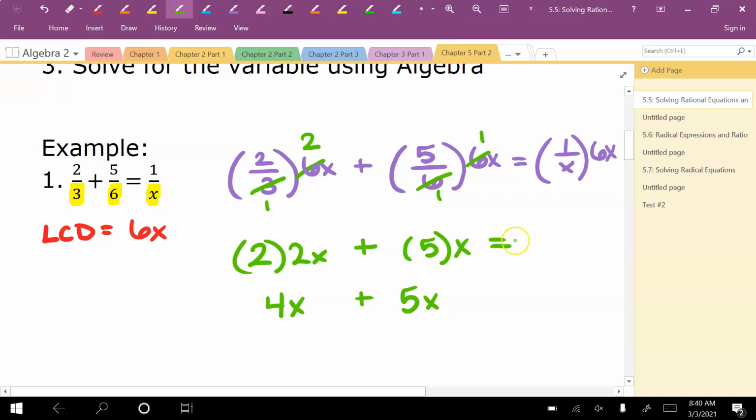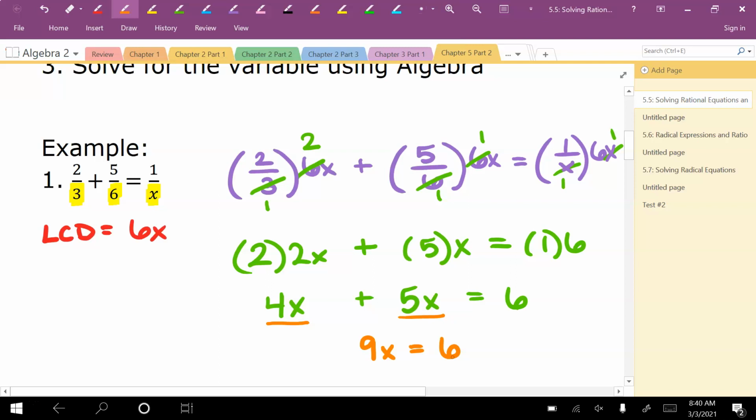And for the last one, what can I reduce? Just the x. There's an x on the bottom, there's an x on the top. So I'm left with 1 times 6, which is just 6. So doing that prevents me from having to deal with fractions here. I got rid of all of them by doing some elimination. And so then what I can do is add my like terms together. So I have a 4x and I have a 5x. So 4 plus 5 is 9. So I have 9x equals 6.